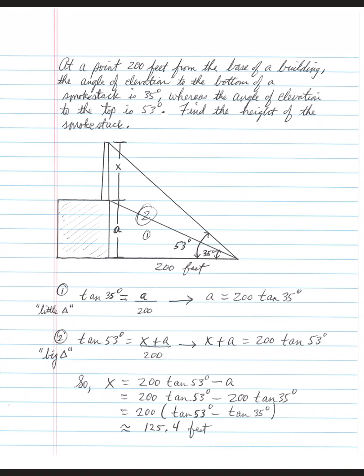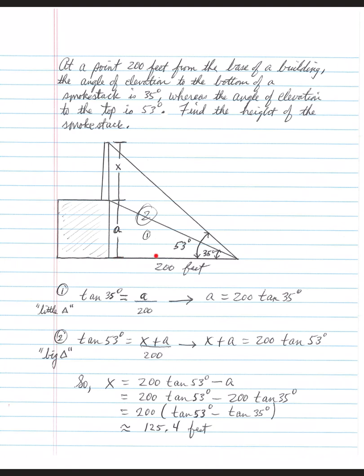At a point 200 feet from the base of a building, the angle of elevation to the bottom of a smokestack is 35 degrees, whereas the angle of elevation to the top is 53 degrees. Find the height of the smokestack. Okay, so it's a very rudimentary drawing. This is the building. This is the smokestack.